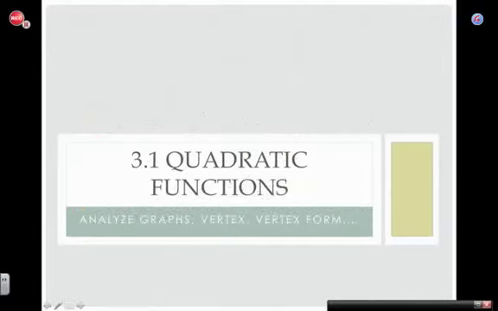So 3.1, our quadratic functions. A lot of little things that we're going to deal with, like the vertex, what the graph looks like, that sort of stuff. But a couple of the big things is writing functions in vertex form, and I think that one's going to be the piece that we're going to really stress today.